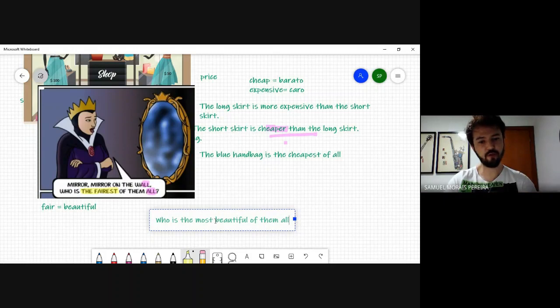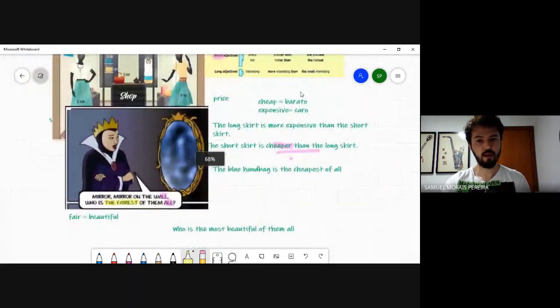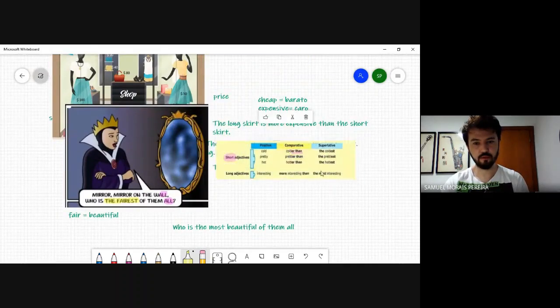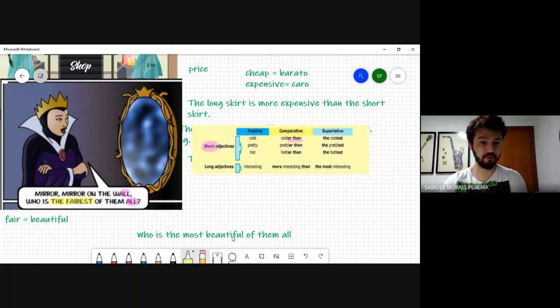Por que agora Rachel, pessoal, trocou por the most e não mais usou a terminação est? Because beautiful is a long adjective. So pay attention. When you have a long adjective, ó, tá vendo aqui a regra? Deixa eu puxar aqui, ó. When the adjective is short, você acrescenta est, foi o que foi feito aqui, ó. The fairest, the fairest. But when the adjective is long, você diz the most. Tá vendo, ó? The most, no caso, beautiful.